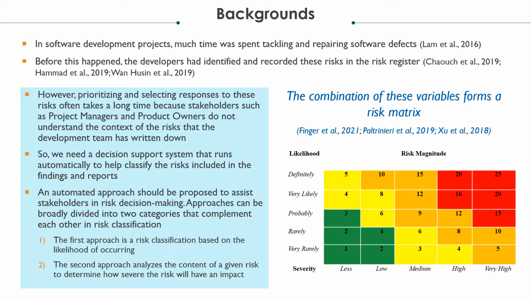So, we need a decision support system that runs automatically to help classify the risks. Approaches can be divided into two categories. The first approach is a risk classification based on the likelihood of occurring. The second approach analyzes the content of a given risk to determine how severe the risk will have an impact.